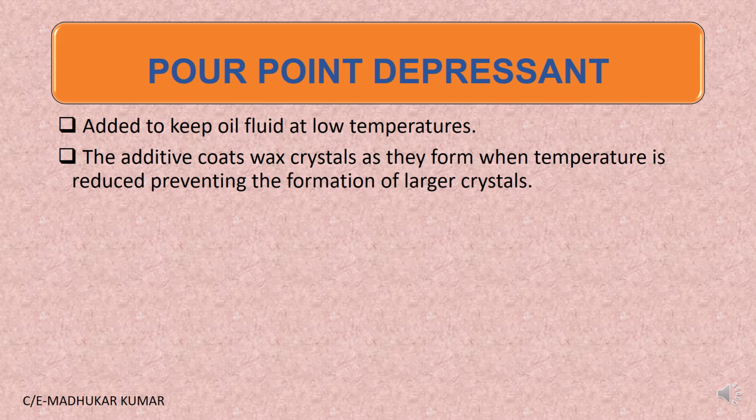Pour point depressants. These are added to keep the oil fluid at low temperatures. So whenever low temperature is faced, the fluidity of the oil remains intact. It is free flow. And these additives coat the wax crystals as they form when the temperature is reduced, preventing the formation of large crystals. That is the main property.